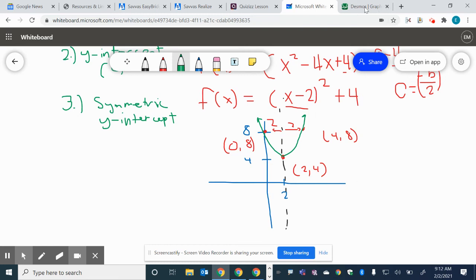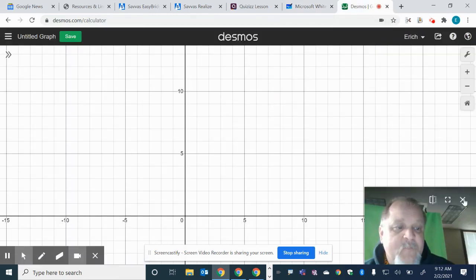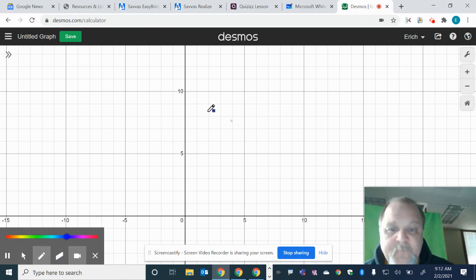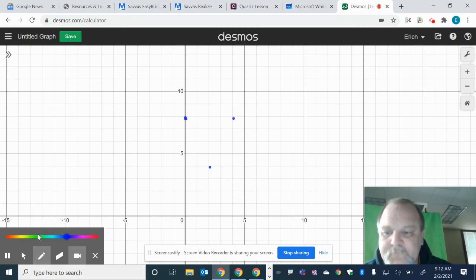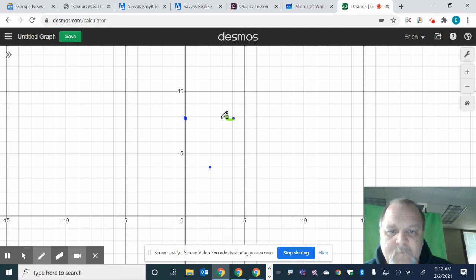Now, I did want to go to Desmos real fast and put it in on Desmos. So here we go. This is the point (0, 8). This is the point (2, 4). And this is the point (4, 8). Notice that this is 2 units away. Our line of symmetry is right there. This is 2 units. That's 2 units.